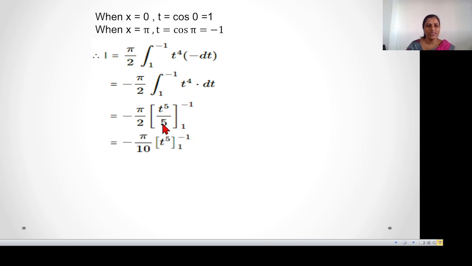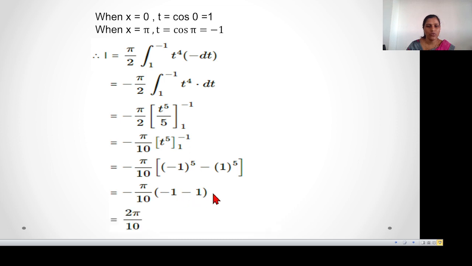So after finding the integral, we apply the upper limit and lower limit to this term. We keep the 5 constant outside. Then by applying the upper limit, we get this term, and by applying the lower limit, we get this term. By calculation, these terms remain, and the final answer will be 2 pi by 10.